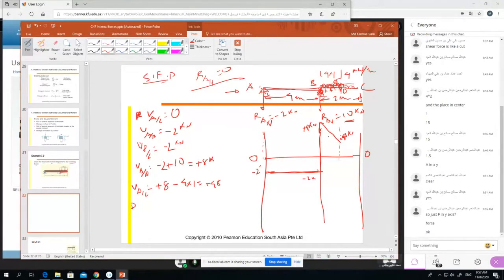Okay, 4 kilonewton. Then if we calculate VC, how much do we have? VC, we have 4 plus 4 minus, from here to here, 4 into 1, equal to 0. So we got 0. So here to here is 0, right? So why do we go inclined downward? Because this force is working downward and it is a distributed force.